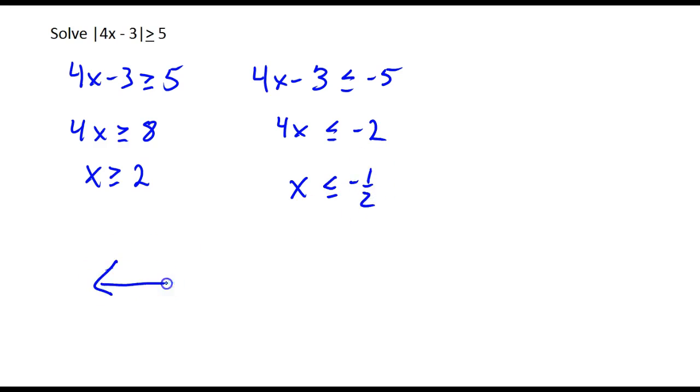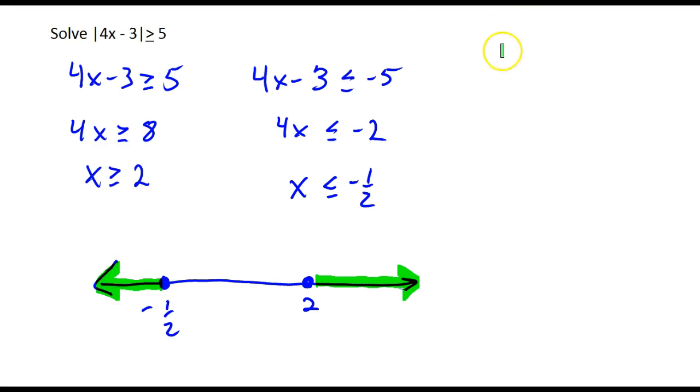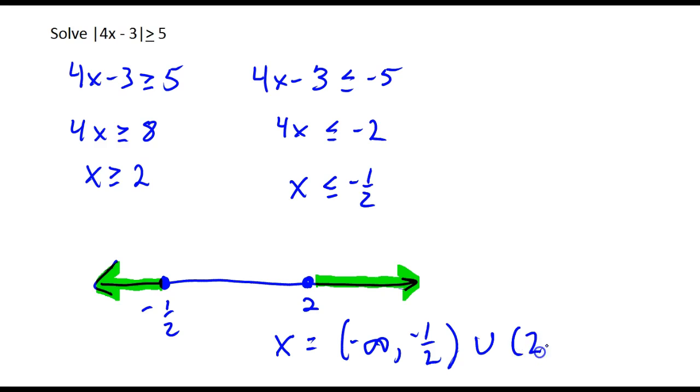So our answer is going to be an OR answer. X is greater than or equal to 2. So that's all of this, including 2. And, or x is less than or equal to negative 1/2. So that's everything to the left of negative 1/2. All right, in interval notation, we're going to say that x is negative infinity to negative 1/2 and or 2 to infinity.